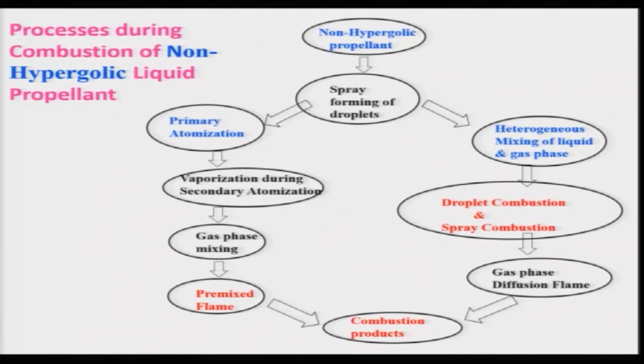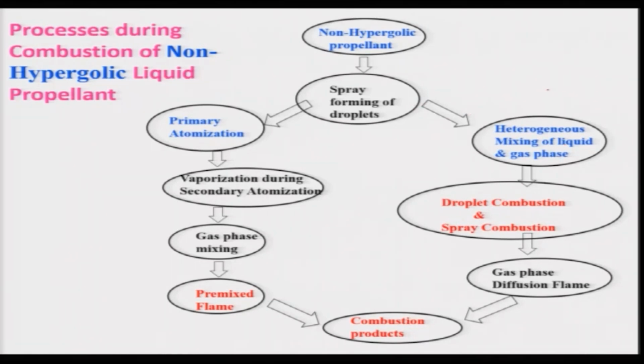Depending on that, there will be secondary atomizations, and once this undergoes secondary atomization, there will also be vaporization, and the fuel and oxidizer will be mixed. So, there will be gas phase mixing, and once this gas phase mixing occurs, if it is at high temperature, there might be a premix flame. So, that is a flame which may be there in between, and let us consider another situation where the heterogeneous mixing of liquid and gas phase will be occurring.